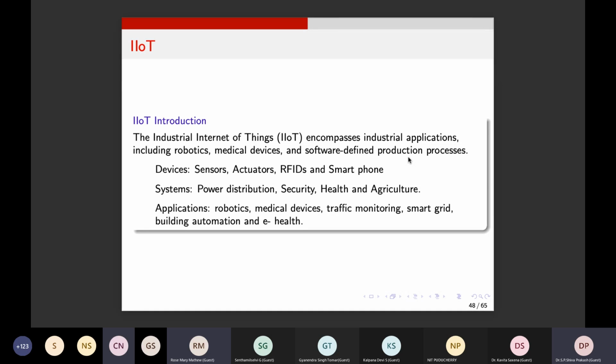So when it comes to industrial IoT, of course, industrial IoT has a different set of applications like robotics, medical devices, software-defined production process, and it involves a set of devices like sensors, actuators, RFIDs, smartphones, right? And a set of systems like power distribution, security, health, and agriculture. And these IoTs are used in different applications, in fact, like robotics, medical devices, traffic monitoring, smart grid, building automation, and also e-health, right?